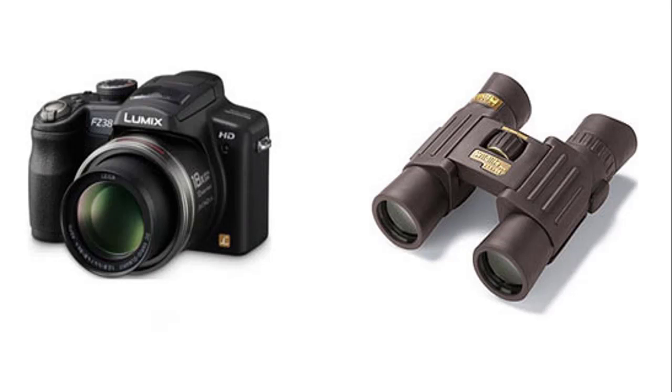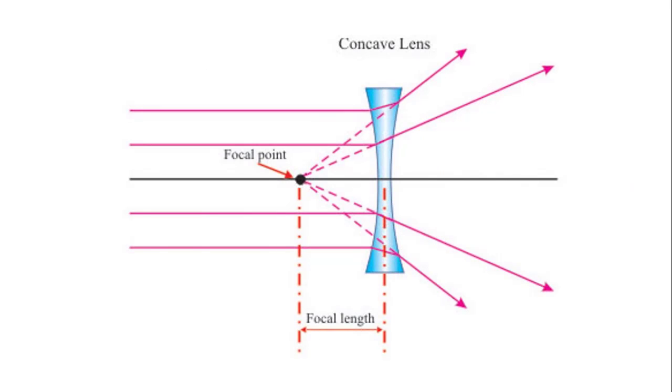Then comes concave lens, which is also called a diverging lens. A concave lens is a lens which is thinner in the middle than the edges. A parallel beam of light falls on a concave lens. After passing through the concave lens, the rays of light are diverging or spreading out, as you can see in the image. That is why we call it a diverging lens also.